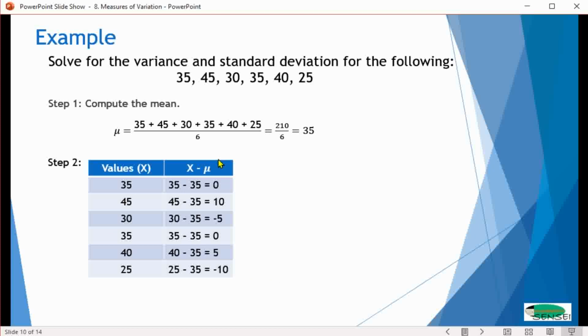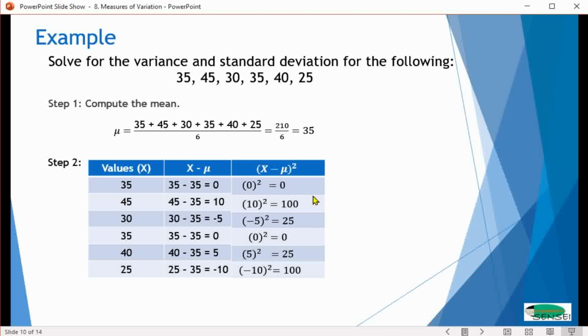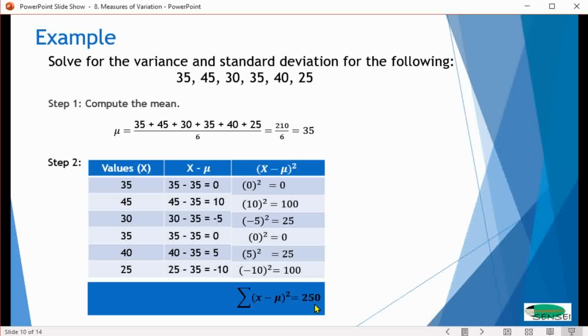So once you've obtained this, ang answer dire is square natin, meaning multiply by itself. So 0 times 0, 10 times 10, negative 5 times negative 5, 0 times 0, 5 times 5, and negative 10 times negative 10. And these are the results. Now what do you do next? You add all the values under here, which is 250, and then n is equal to 6.